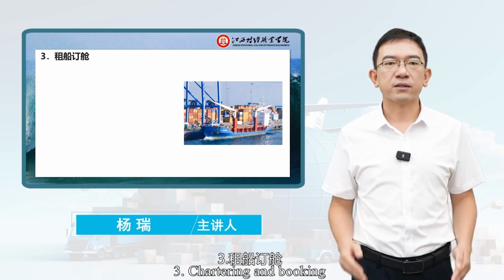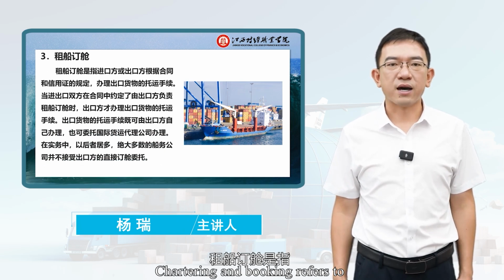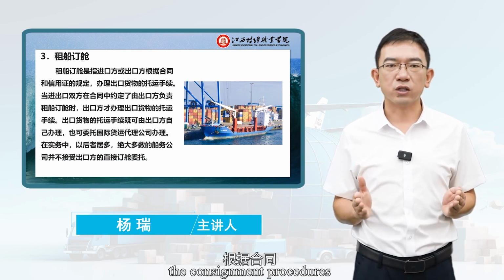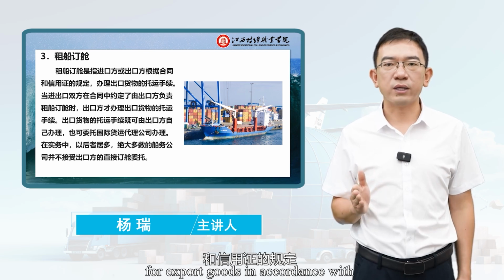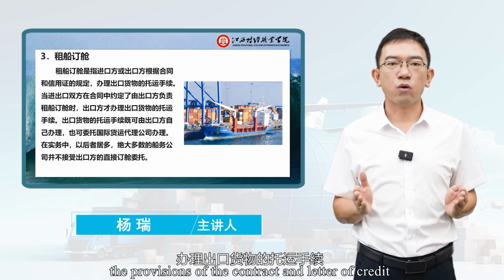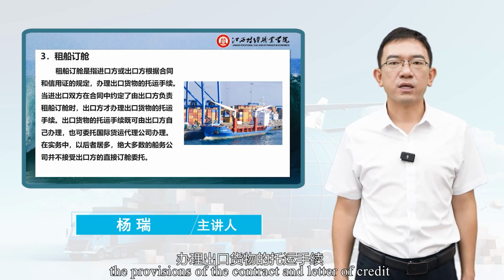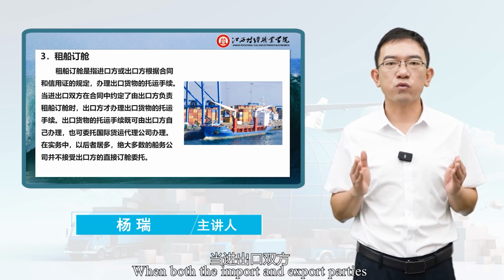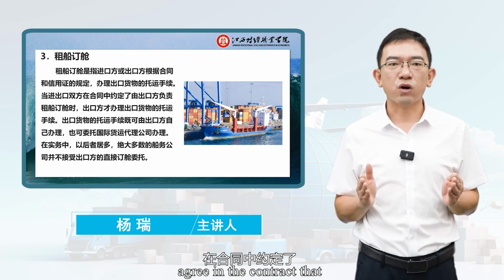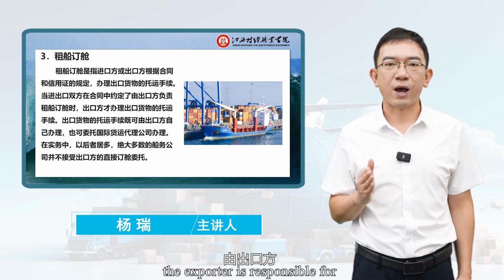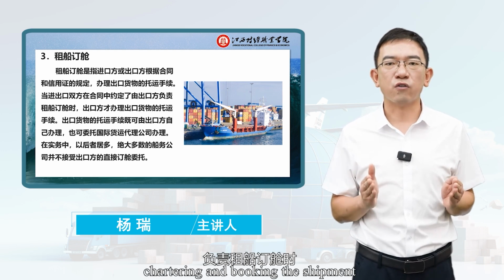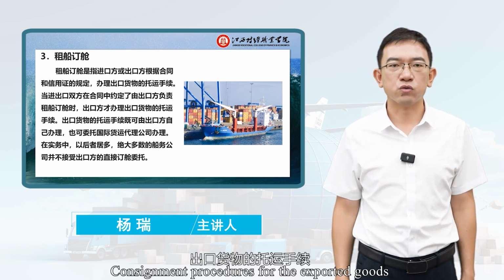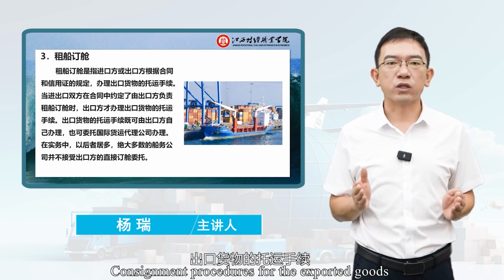3. Chartering and booking. Chartering and booking refers to the import or export party handling the consignment procedures for export goods in accordance with the provisions of the contract and the letter of credit. When both the import and export parties agree in the contract that the exporter is responsible for chartering and booking the shipment, the exporter will handle the consignment procedures for the exported goods.